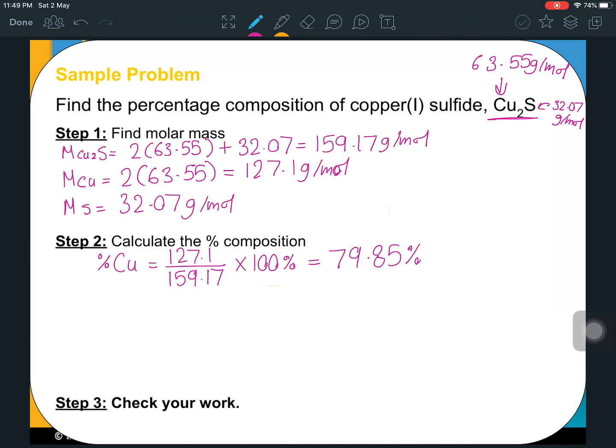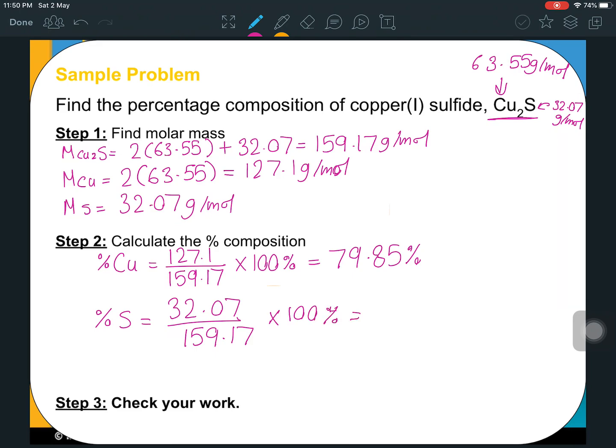Now let's find out how much of the compound is made up of sulfur. So percentage of sulfur is equal to the molar mass of sulfur divided by the total molar mass of the compound. I'm just going to go ahead and erase this so that nobody gets confused, and multiply it by 100%.